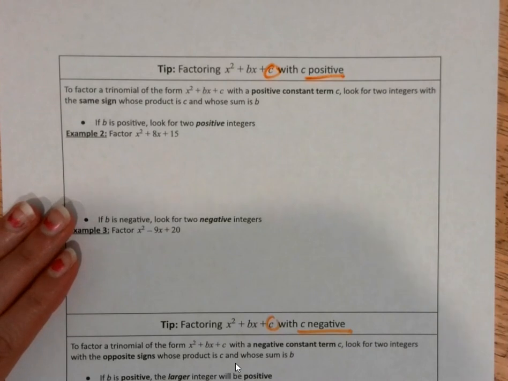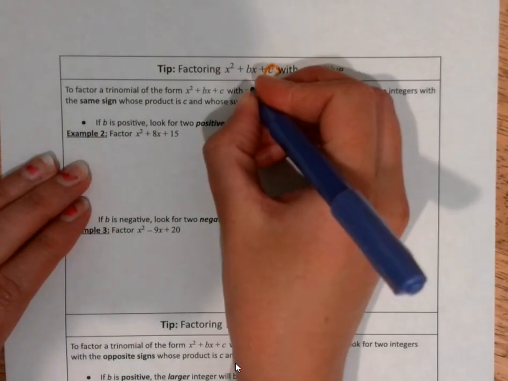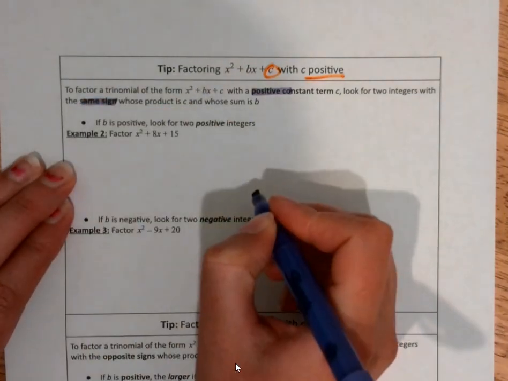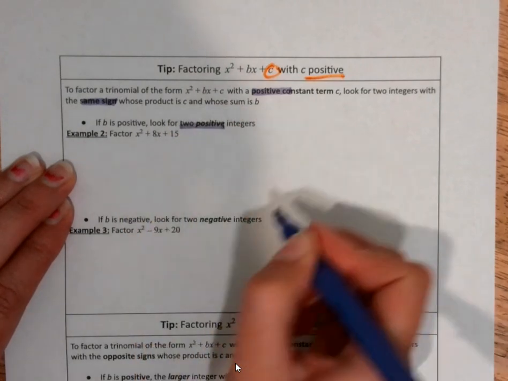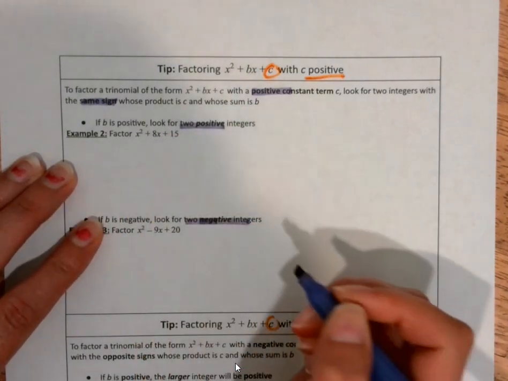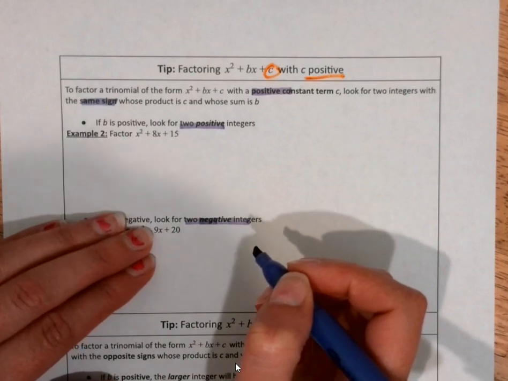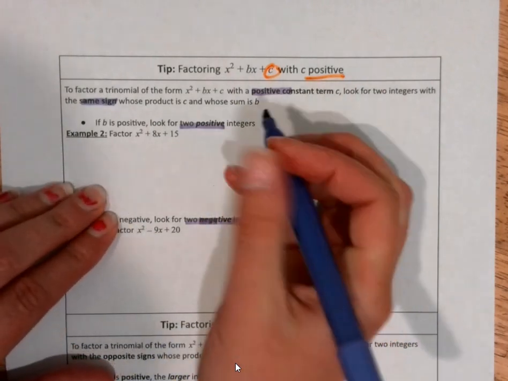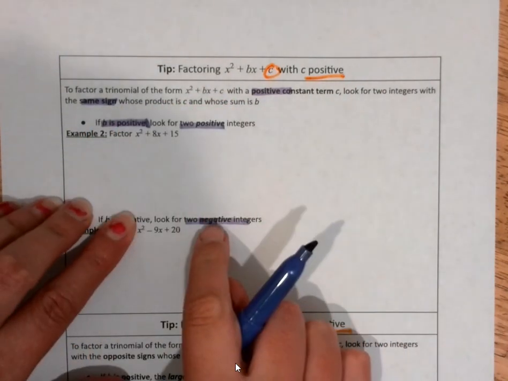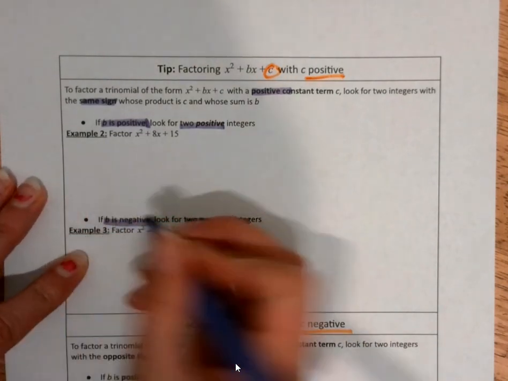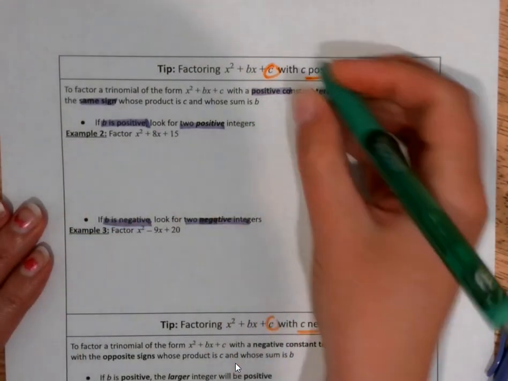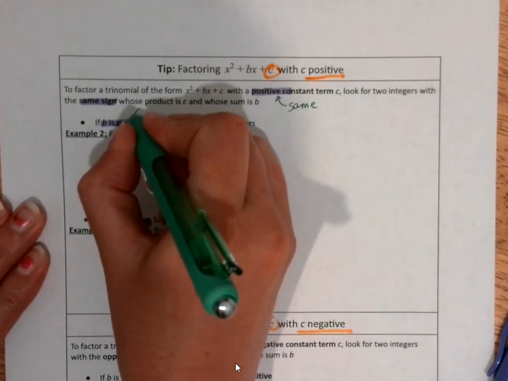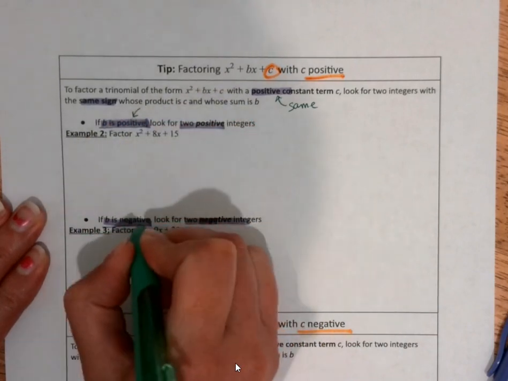So if you have a multiplicative value that is positive, a positive constant term, it means that you need two numbers that are the same sign. So you can have either two positives or two negatives, right? Because two positives multiply to a positive and two negatives multiply to a positive. But more specifically than that, you know that two positives add to a positive and that two negatives add to a negative. So with a positive C, you know that you're looking for two of the same, and your B term will tell you what type, positives or negatives.